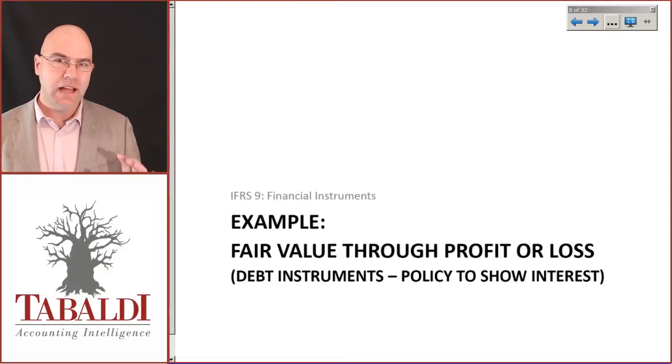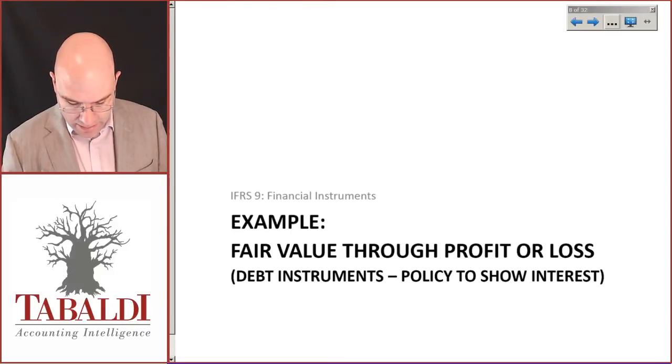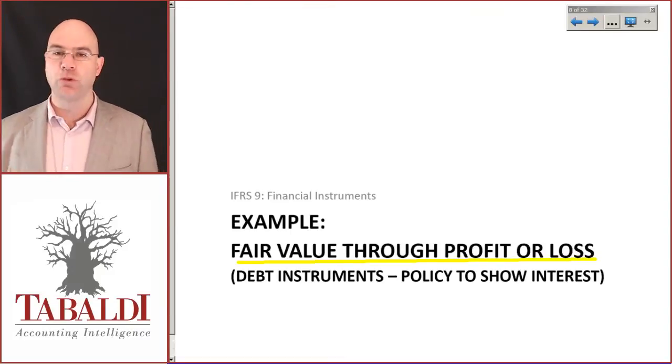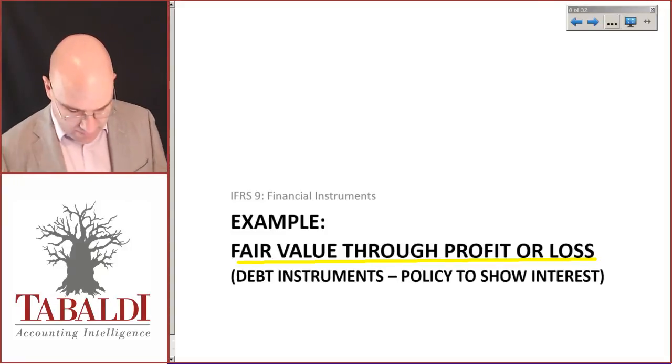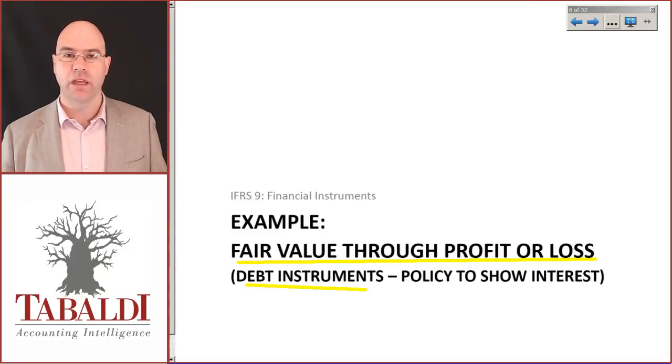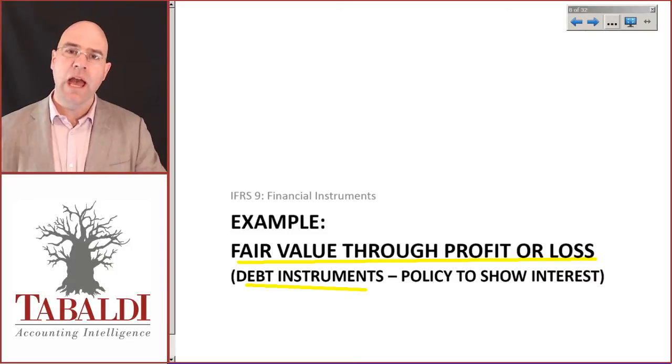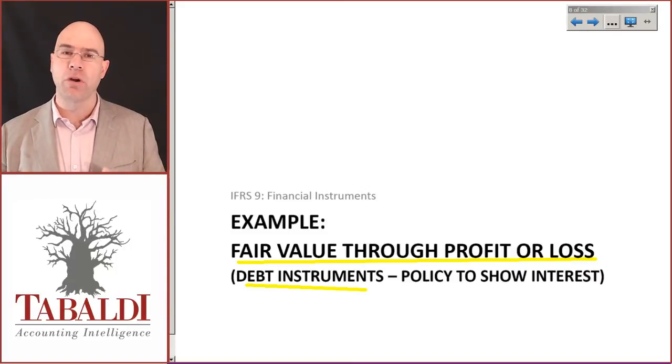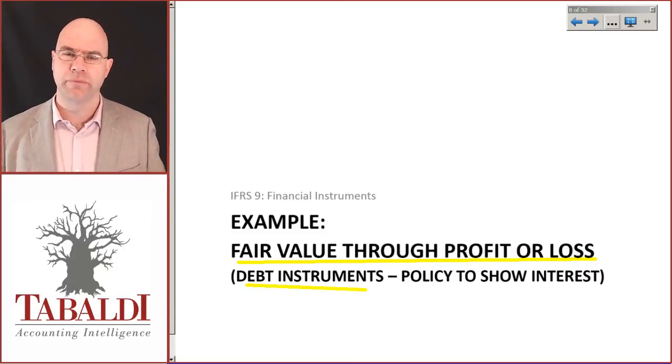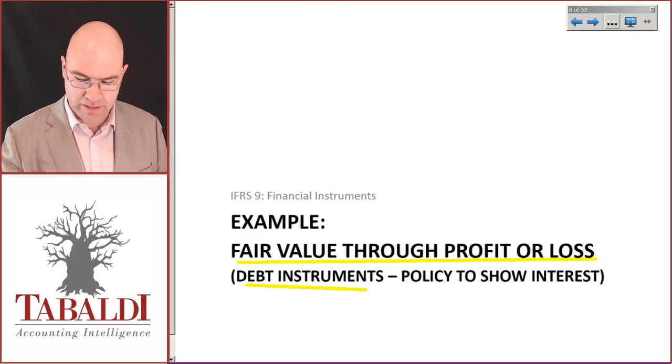Welcome back. A slightly more complex scenario is where it's a financial asset at fair value through profit or loss, but the investment is in a debt instrument. Here I'm saying we purchase a bond and we are the holder of a bond or a debenture or loan receivable. And here we have two accounting policy choices, right?